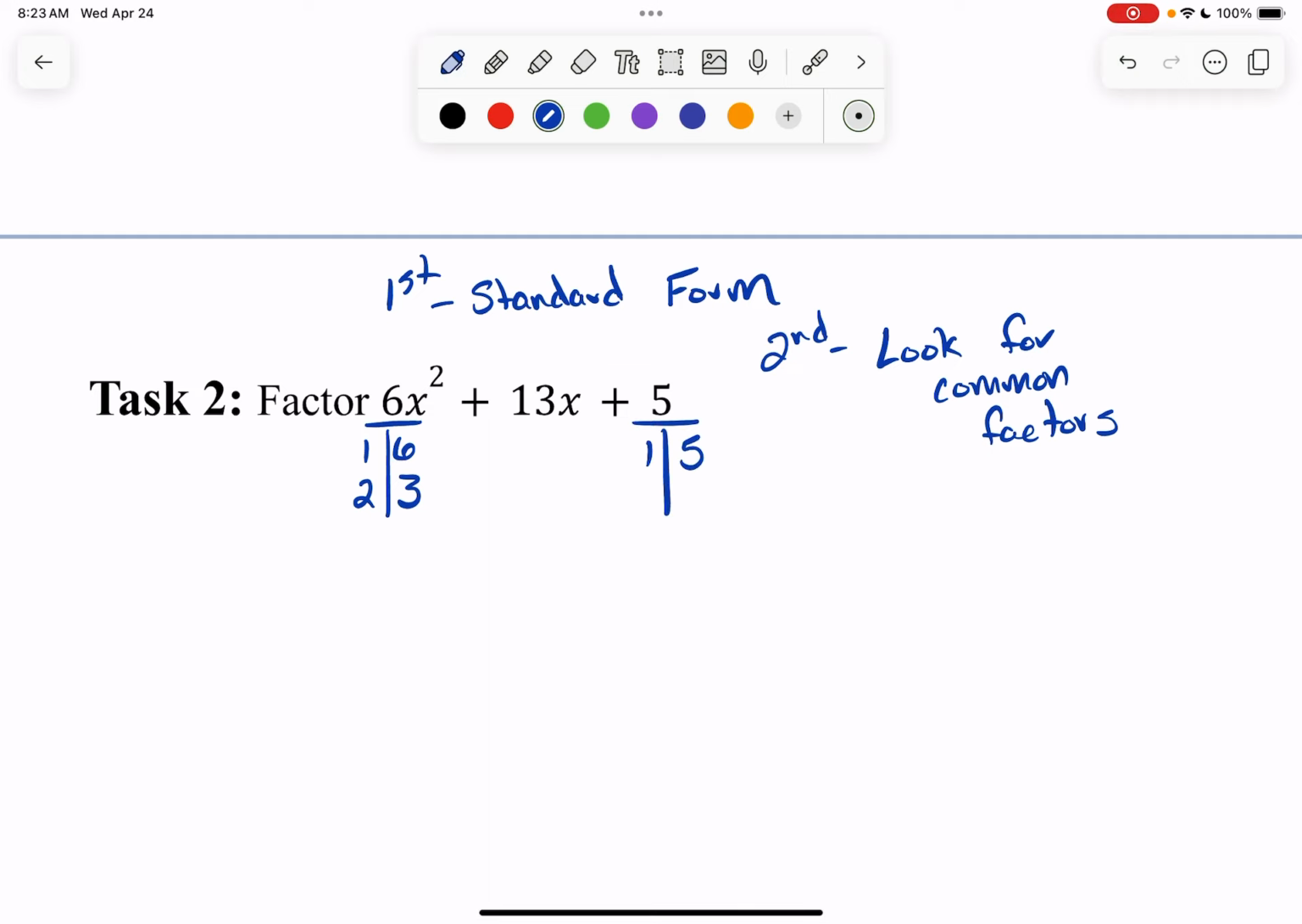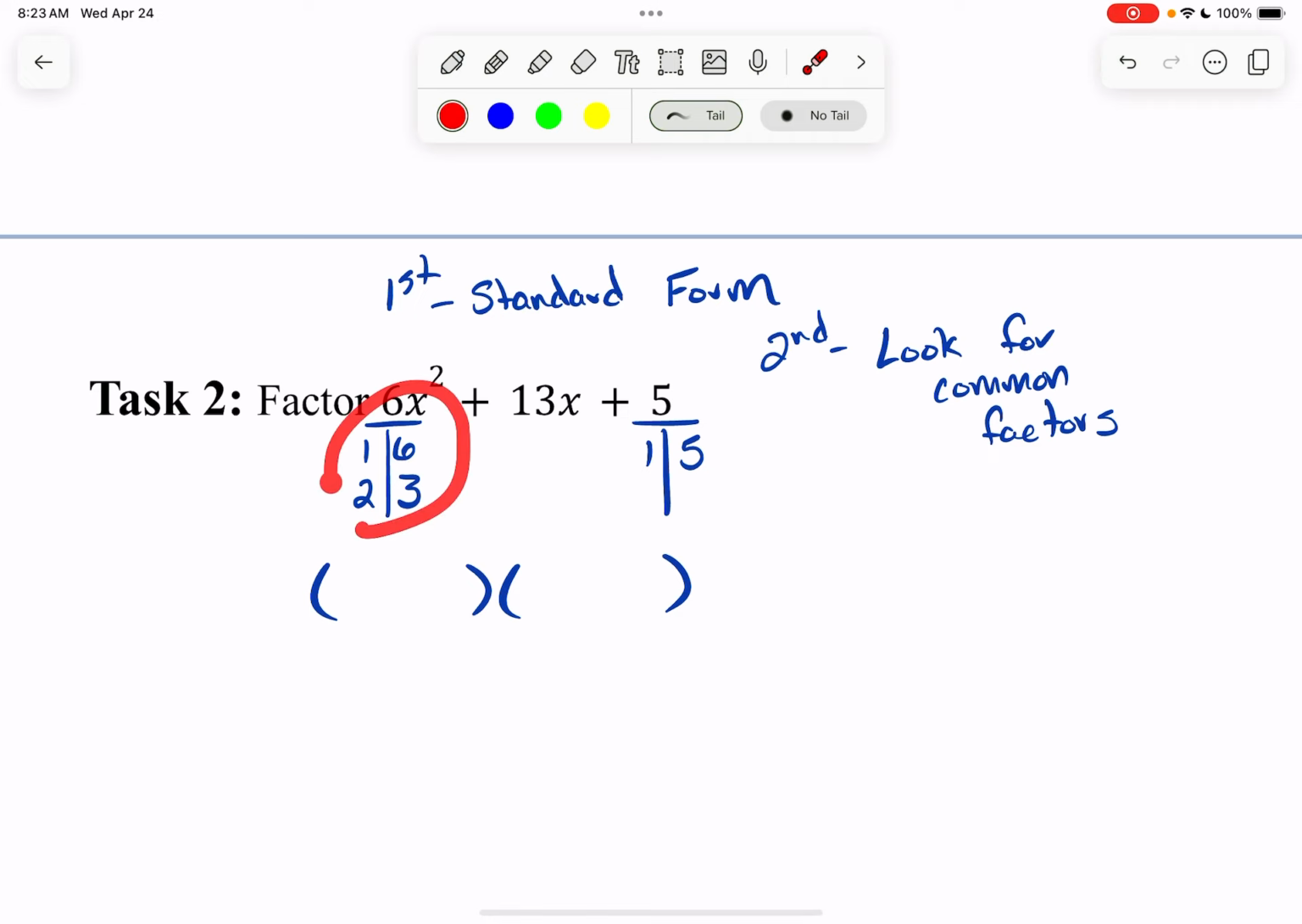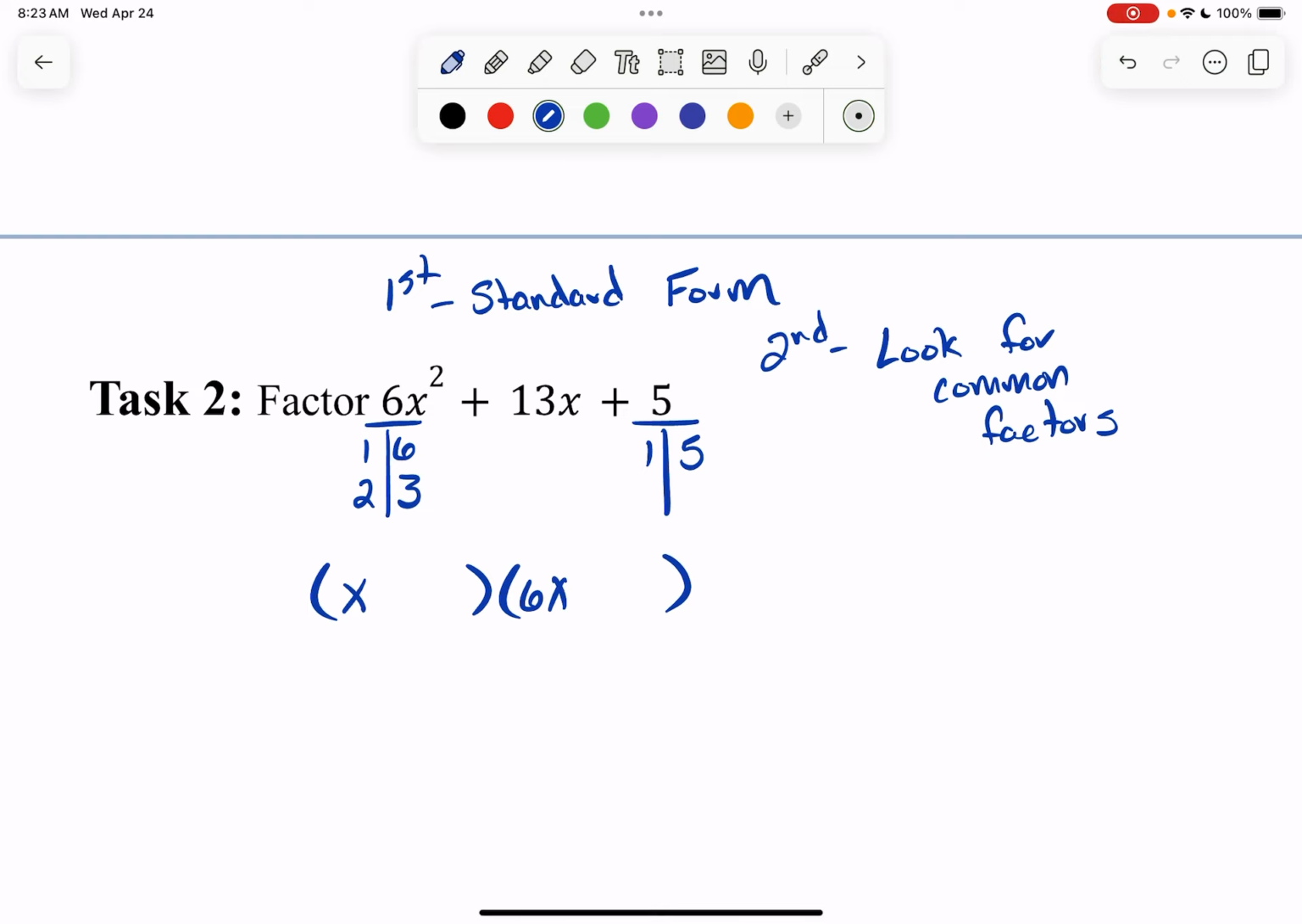1 and 5. Now we set up, I always just start with my parentheses. And I'm going to use these factors for the first terms. For example, I would use 1 and 6, so we're going to use 1x and 6x. Just try one. So I used the 1 and 6 first. And then, well, the only factors of 5 are 1 and 5.